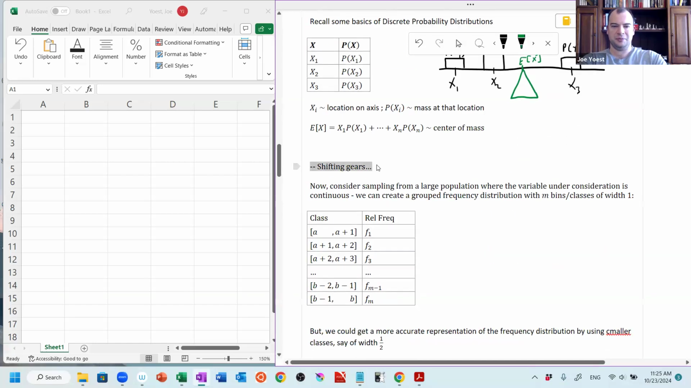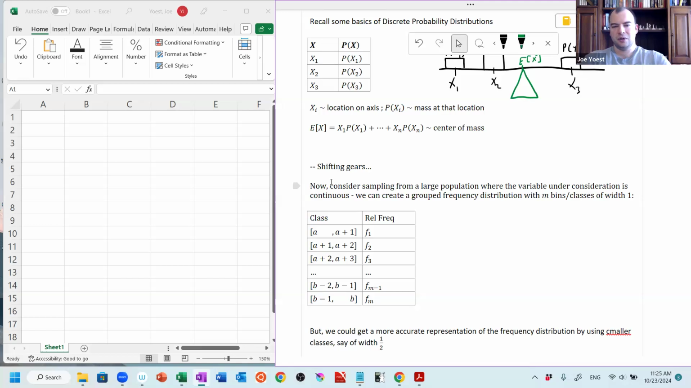Okay, let's shift gears a little bit. Let's think back to chapter 2. We went into a population, we took a sample, and then we organized that sample in a frequency distribution. So maybe I'm looking at, for instance, heights of people. And if the thing that I'm measuring is a continuous quantitative variable, then I have to group, right?